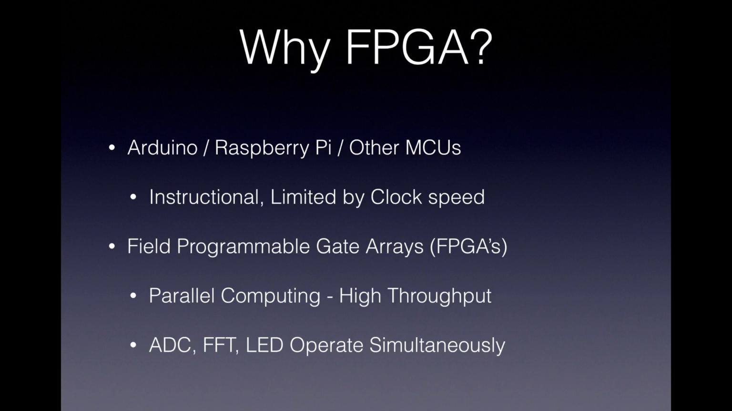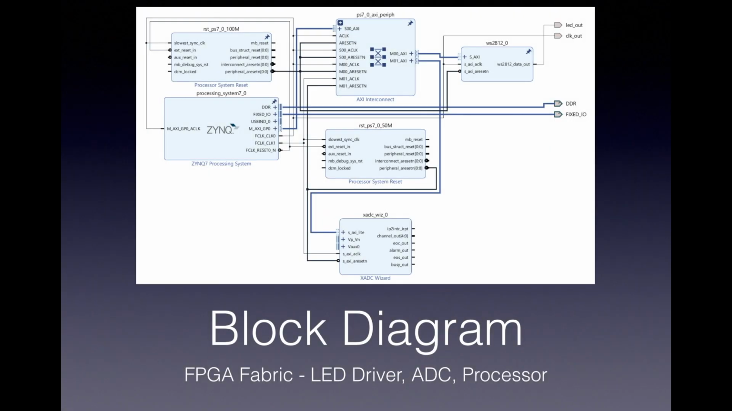So why FPGA? Other microcontroller systems like Arduino and Raspberry Pi have instructional processors. Commands are executed sequentially until the algorithm is complete. While great for multi-purpose use, field-programmable gate arrays allow for reprogramming of the transistor network itself, referred to as the fabric. Here you'll see a functional block diagram describing the hardware inside the FPGA.